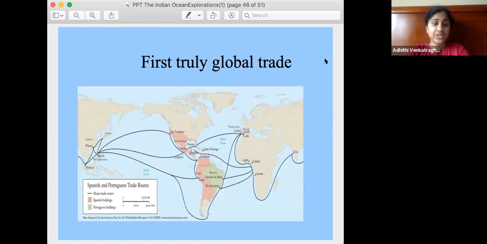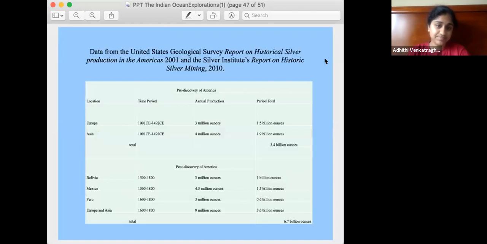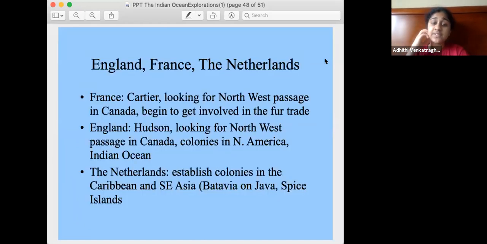This is the first truly global trade. Some data from the Geological Survey report. In England, France, and the Netherlands.